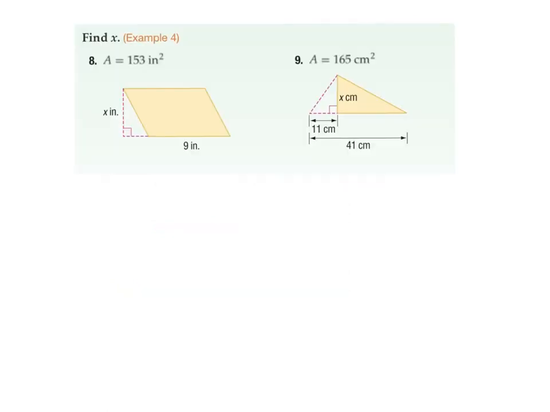Okay, so in example 4 everything was working backwards. So 8 is A equals LB or LW. So you know that the area is 153. You know that the width is 9 or the length is 9, but you don't know what the width is. So all you've got to do is W equals 153 divided by 9. So W is going to equal 16 inches, and it's only distance, so don't go for inches squared.